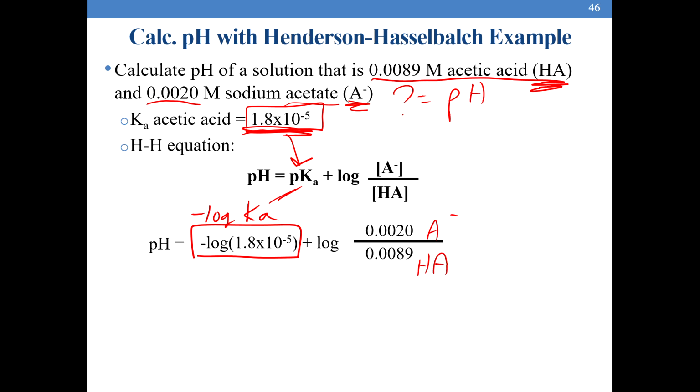That's a common mistake. Students will flip that. They'll put HA on top because they forgot to remember that A minus goes on top. Okay, so keep that in mind.